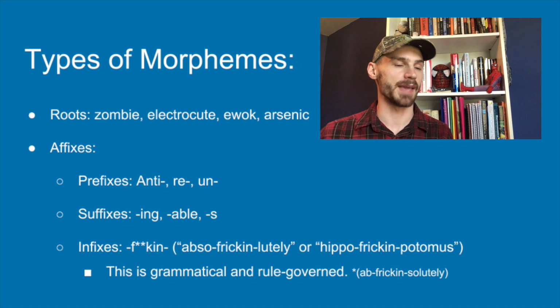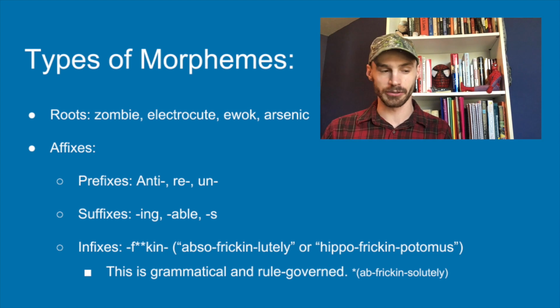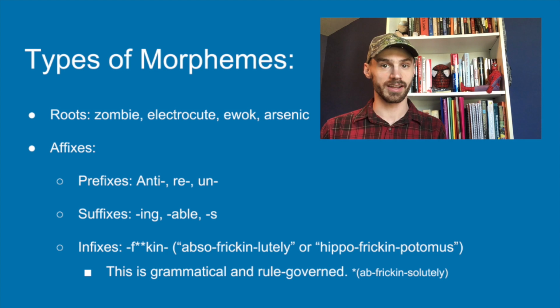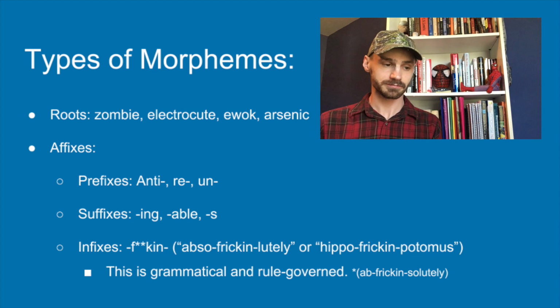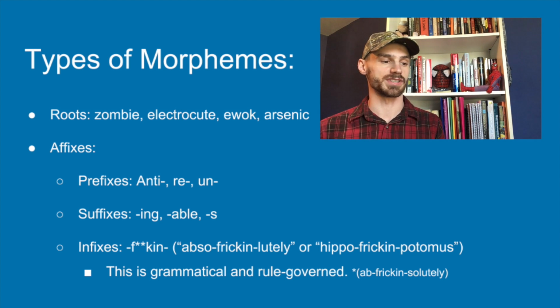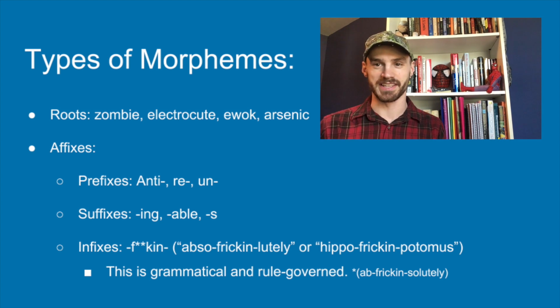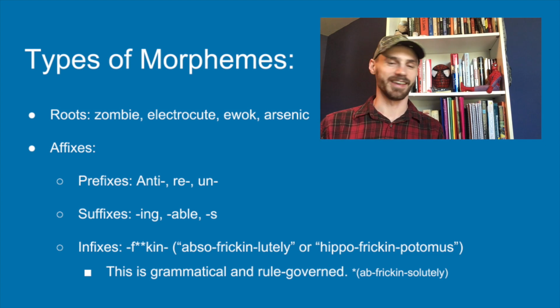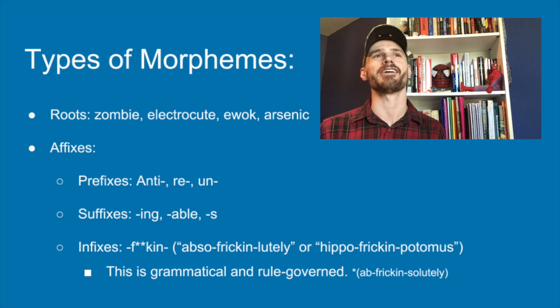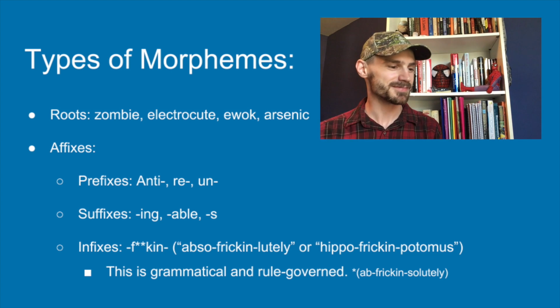So, in words like abso-frickin-lutely, all you're doing is taking the word absolutely and making it stronger. So this behaves just like a prefix or a suffix. The only difference is it's occurring inside the word. You could also use it in words like hippo-frickin'-potamus, Massa-frickin'-chusetts, Phila-frickin'-delphia. I could go on and on. Cala-frickin'-fornia. I don't want to go to Cala-frickin'-fornia.